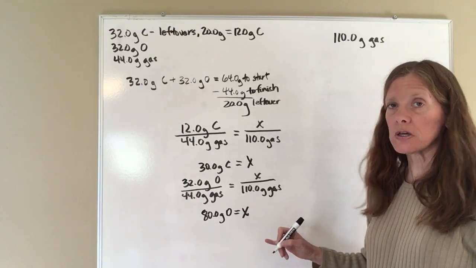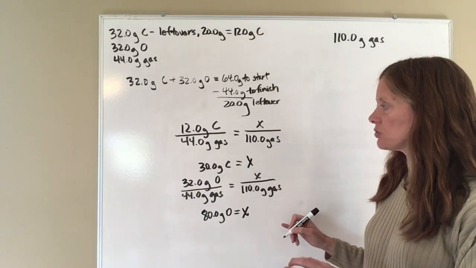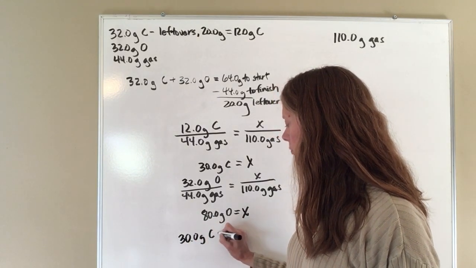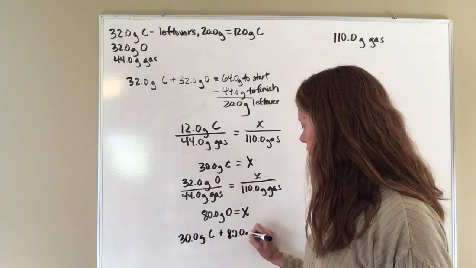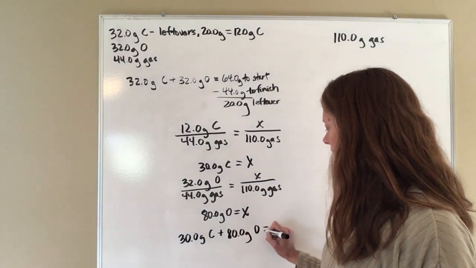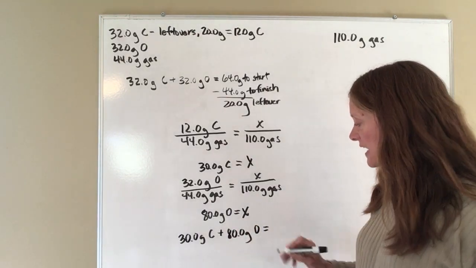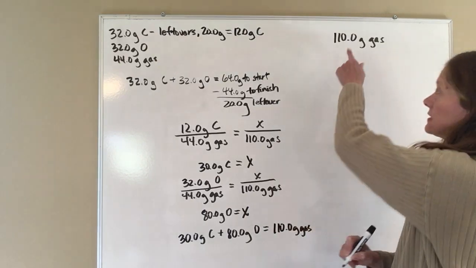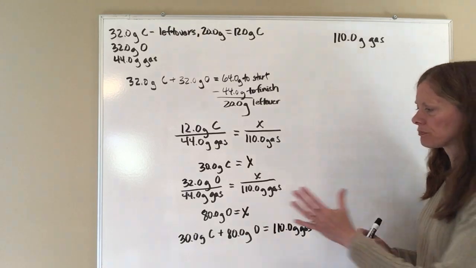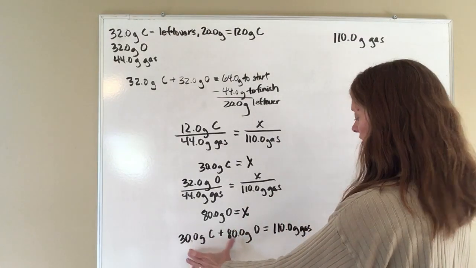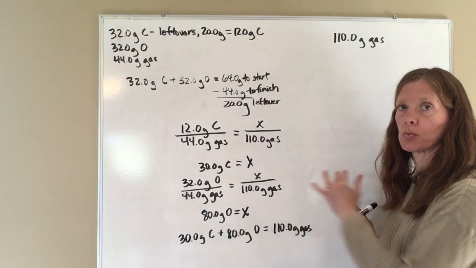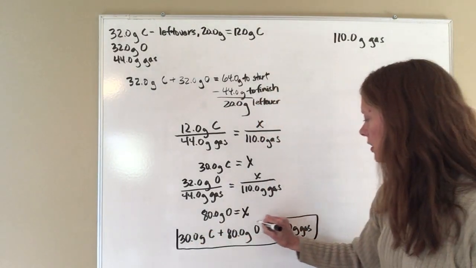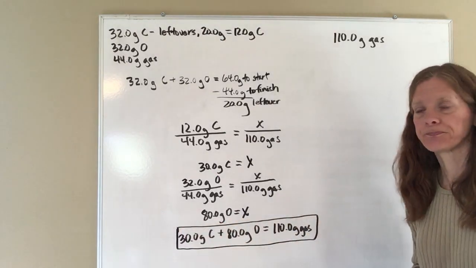Now, once you've done this, you want to go back and make sure that this answer makes sense, because if I take 30 grams of carbon and 80 grams of oxygen, if I add 30 plus 80, I'm going to end up with 110 grams of the gas, which is exactly what I should have ended up with. So my answer makes sense. If it doesn't come up to 110, you know you've made a mistake somewhere and you'll need to go back and fix that. So to the proper number of significant figures, this is your final answer.